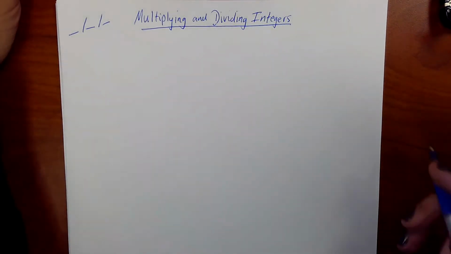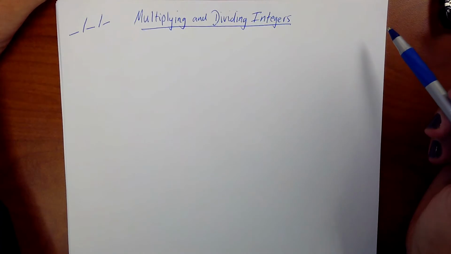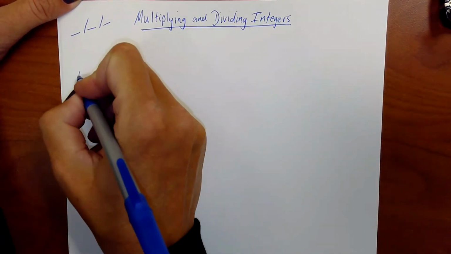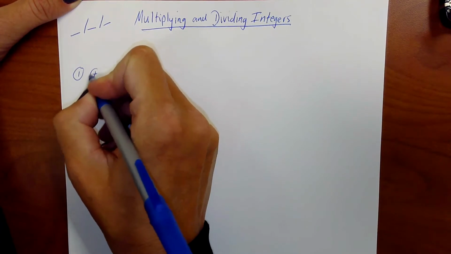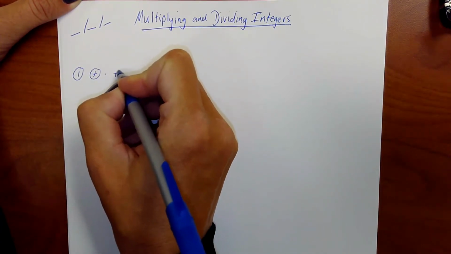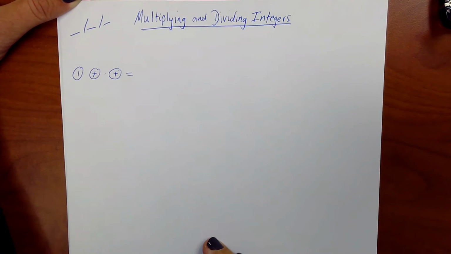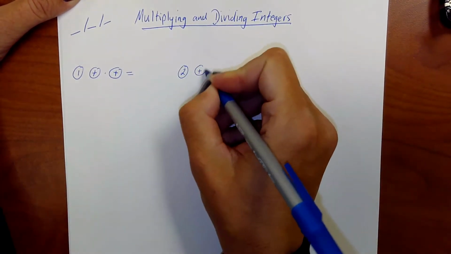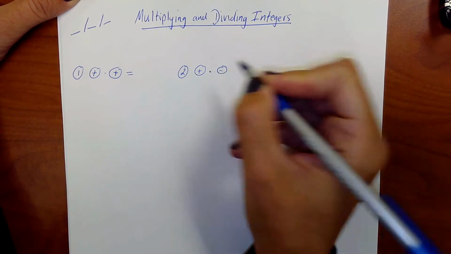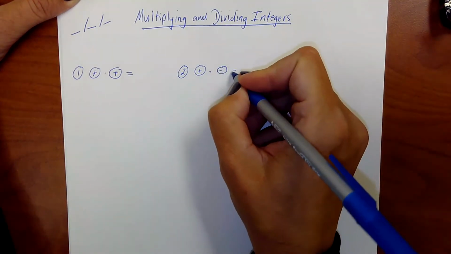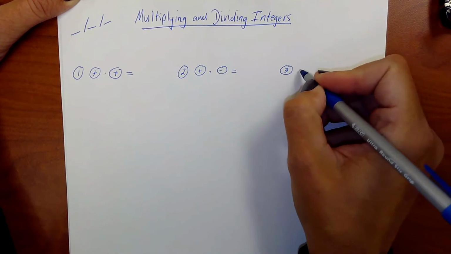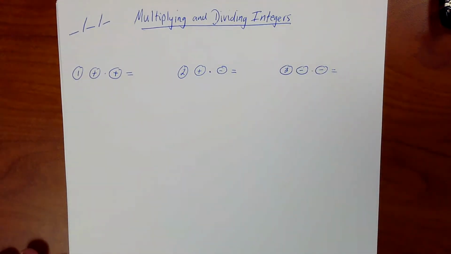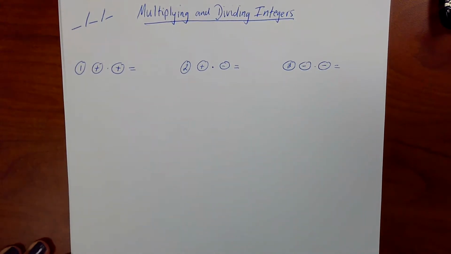Hello everyone. Today's lesson, multiplying and dividing integers. So just like with the adding, three things can happen. You could either have a positive times a positive. We have to figure out what happens there. You could have a positive times a negative. I'm using a dot for times. Or you could have a negative times a negative. All right, so we have to figure out what happens in those three cases.